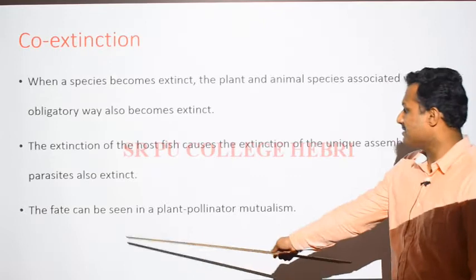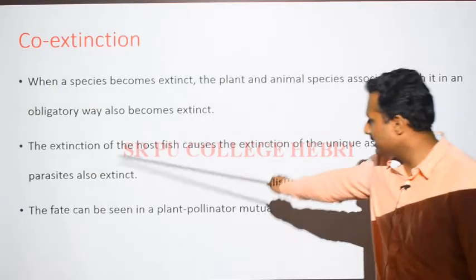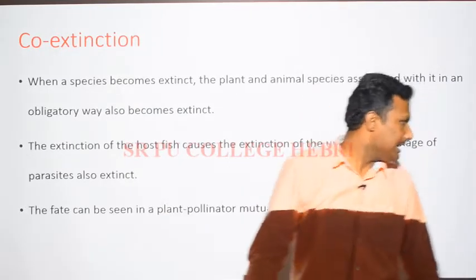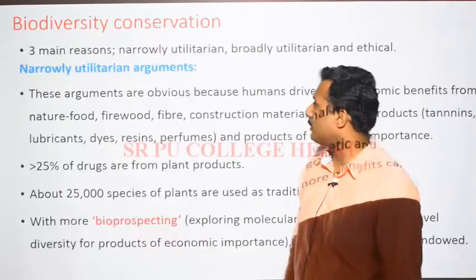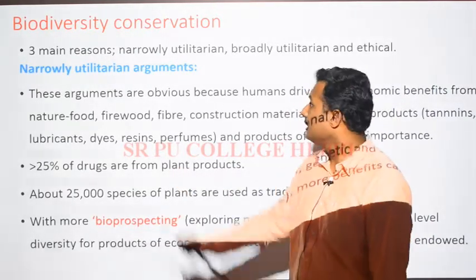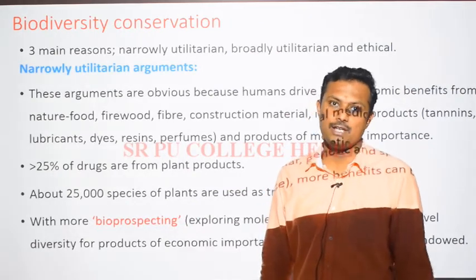The same fate can be seen in the plant-pollinator mutualistic relationship. So you can give these two as examples for co-extinction. So these are the four main causes of loss of biodiversity, and in the next session let us talk about the conservation of biodiversity, how to conserve, why to conserve, all these aspects in the next class.